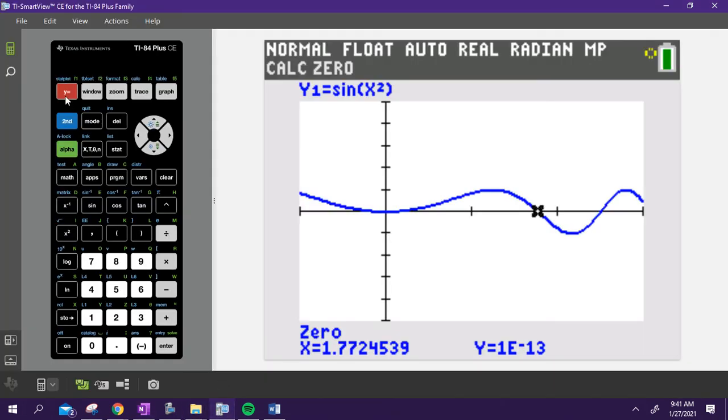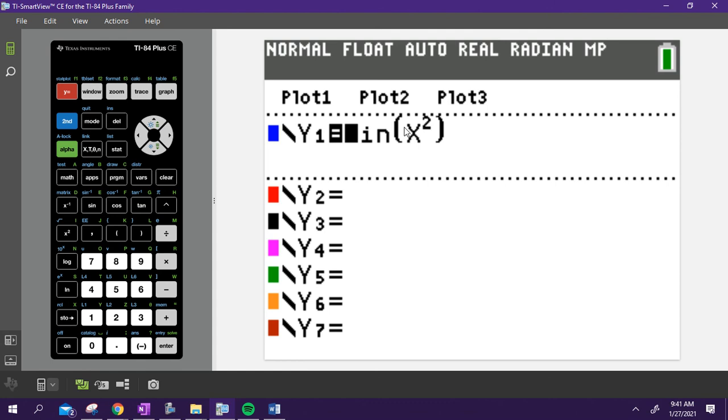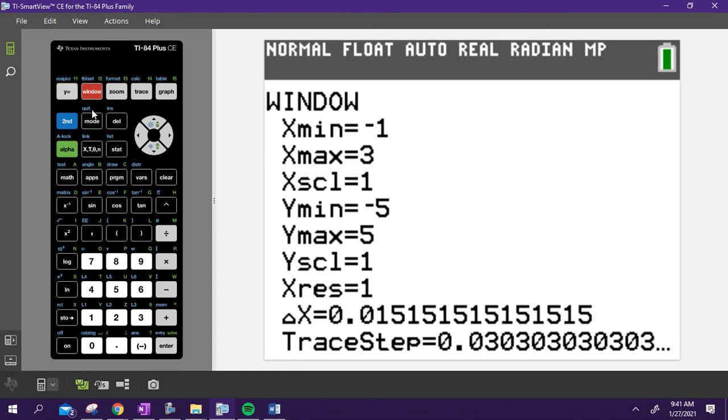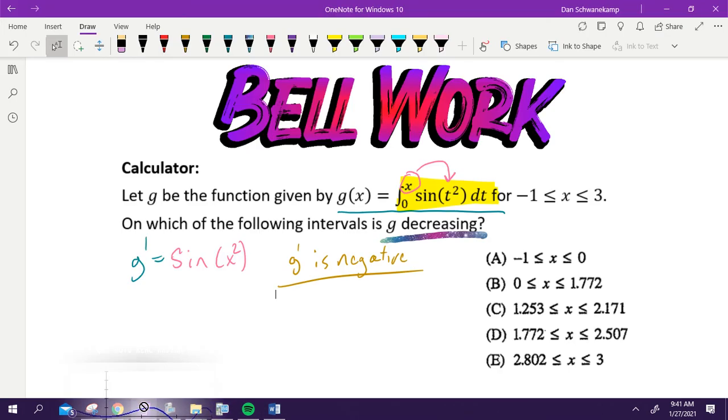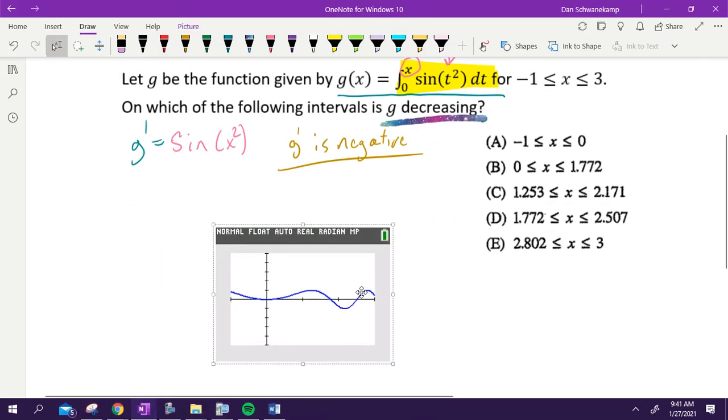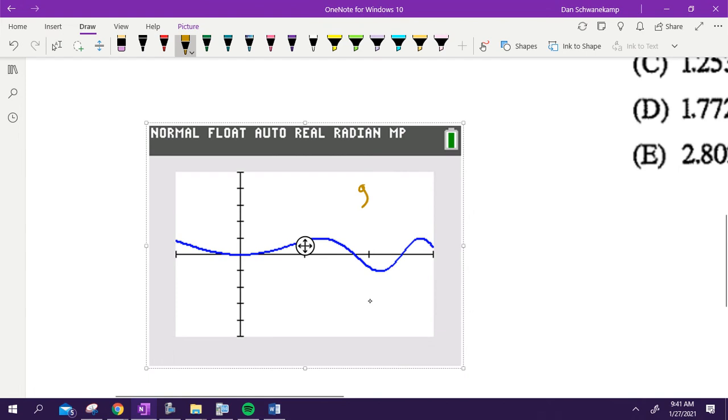Okay, so I go to my calculator. I hit y equals. I typed in sine of x squared. I messed with my window, making sure I'm in radians. And then I graphed it from -1 to 3. I zoomed in my y min and y max a little bit just based on the picture as well. I type it in. There's my picture. We said g is decreasing when g prime is negative. So what am I looking for on this graph if I want g prime to be negative? Negative, yeah, below the x-axis. Boom, right here. That's the place I care about.